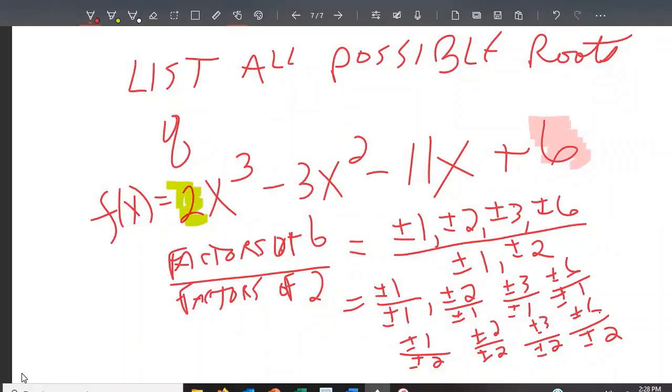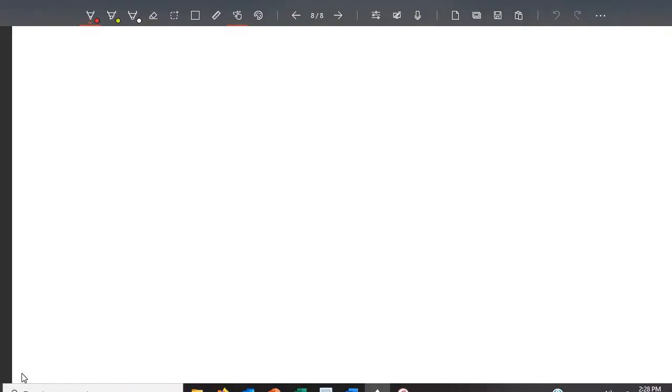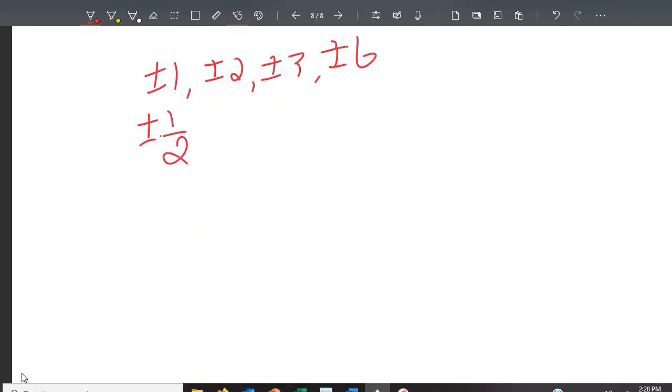Now, you're going to simplify these. I'm going to come over here to the next slide. So we're going to get 1 divided by 1 is 1, 2 divided by 1, 3 divided by 1, and 6 divided by 1. Then we're going to have 1 divided by 2 is 1/2. 2 divided by 2 is 1, which we already have. Then 3 divided by 2. Then 6 divided by 2, which is 3, which we already have.